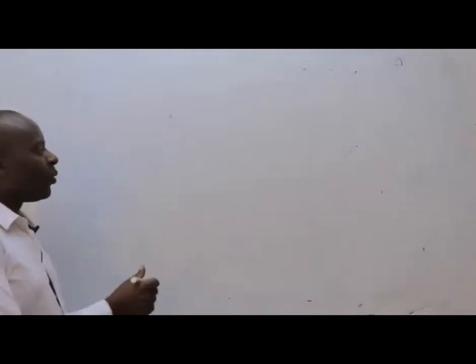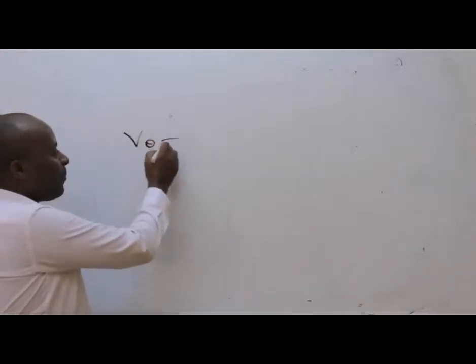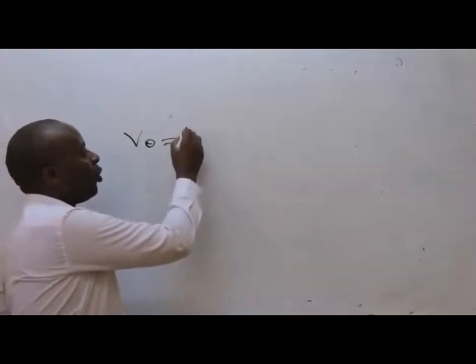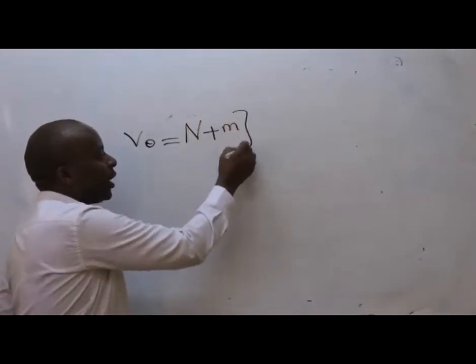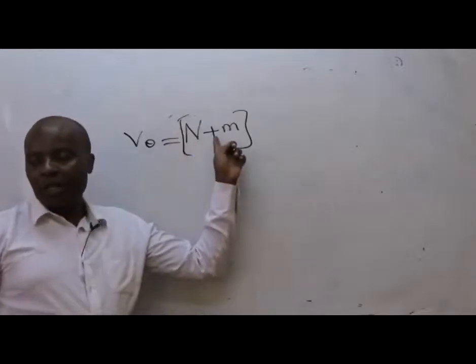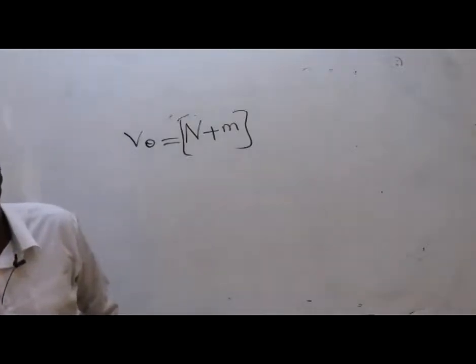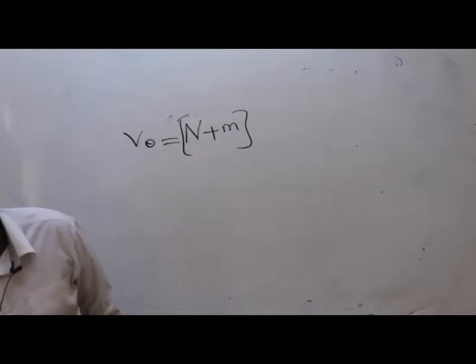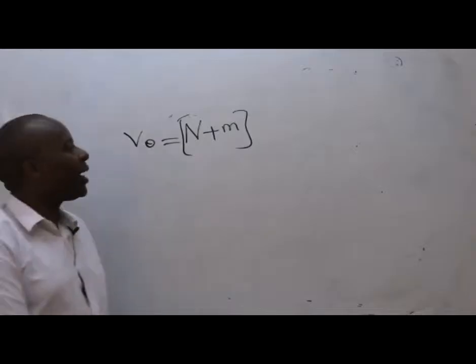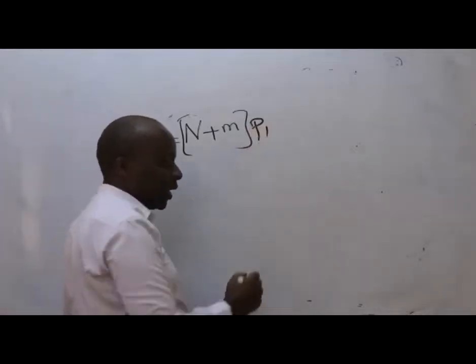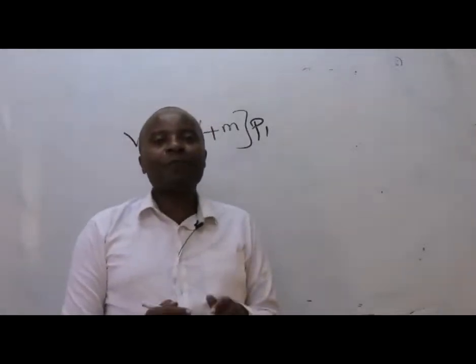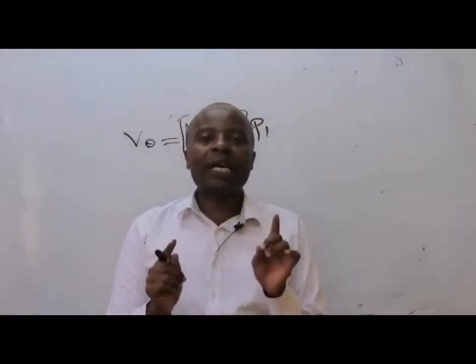Under MM, the current value of a firm will always be obtained by us taking new shares plus old shares, multiplied by P1. Once I do it that way, then I'll have gotten what we call market capitalization.